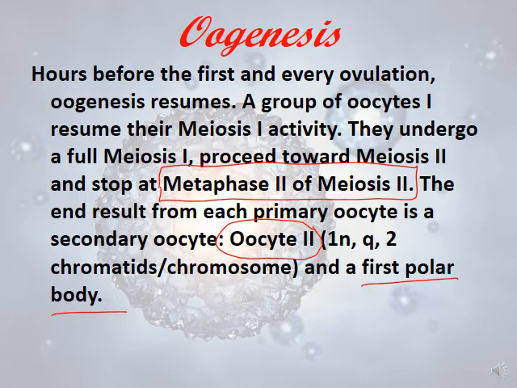So as I said, hours before the first and every ovulation, oogenesis will resume after it was blocked or stopped at meiosis 1. It will go through a full meiosis 1 process, proceed toward meiosis 2, and stop at metaphase 2 of meiosis 2. The end result from each primary oocyte is a secondary oocyte 2, 1N, 1q, 2 chromatids per chromosome, and the first polar body.